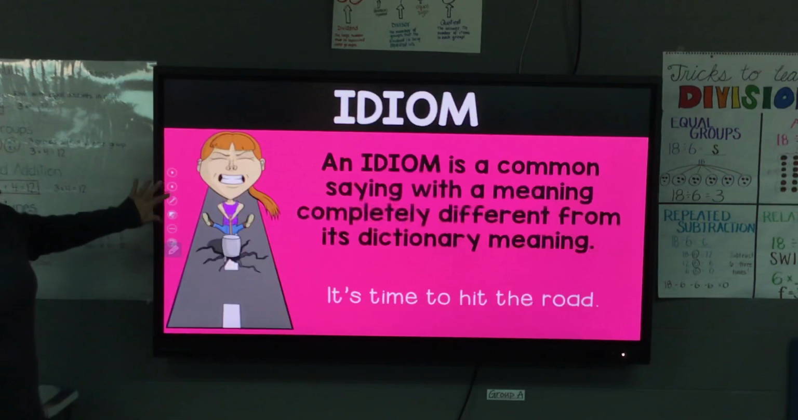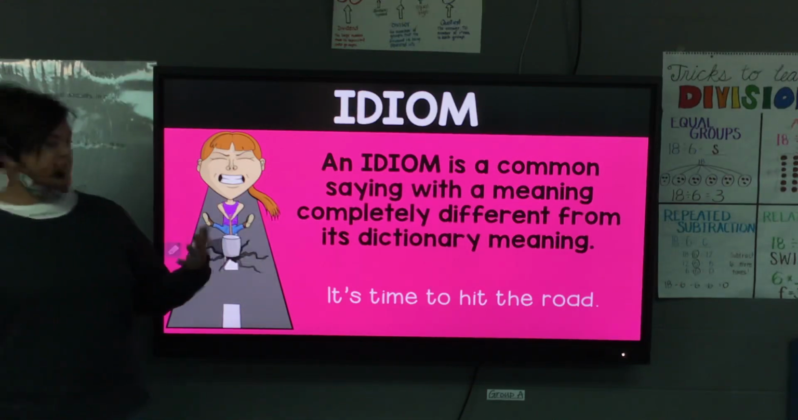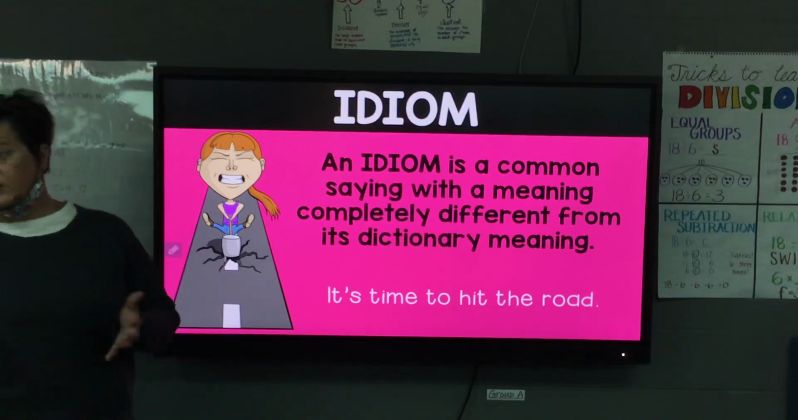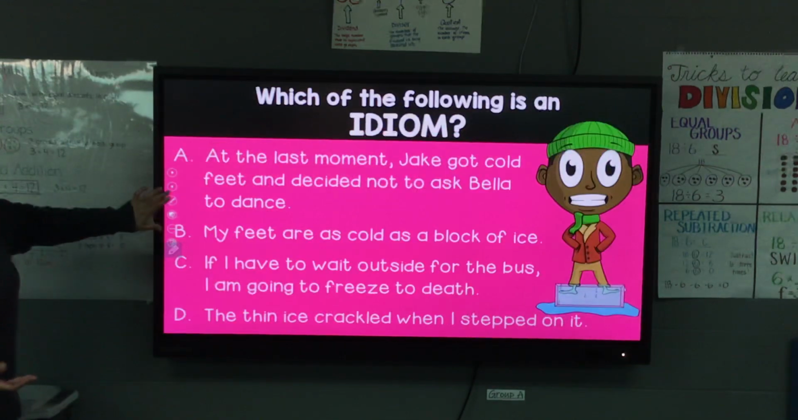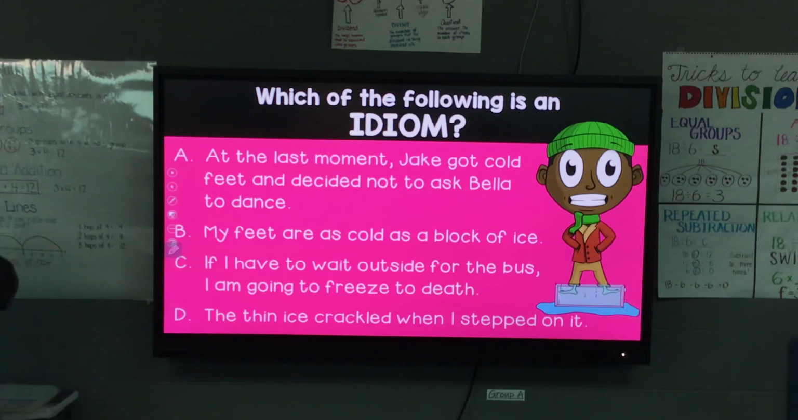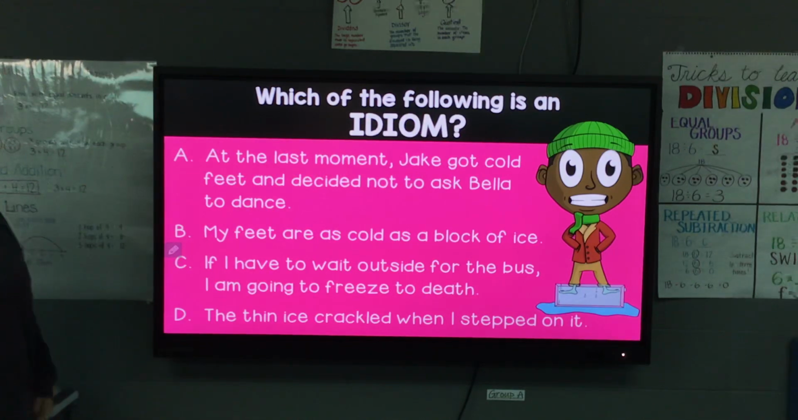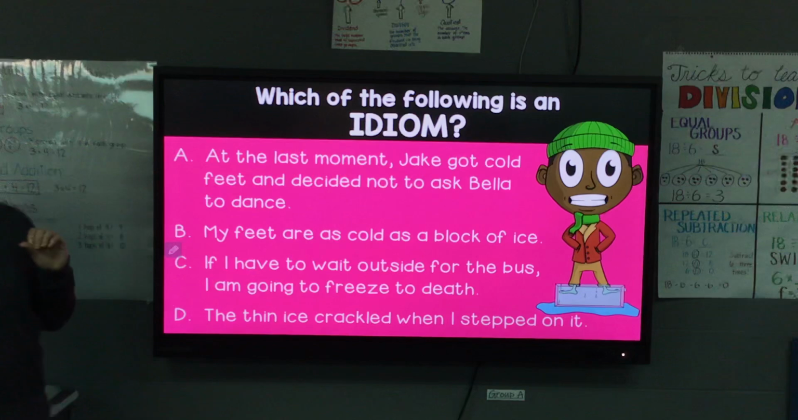Remember, the meaning is completely different. The meaning of the words is completely different than if you were to look up those words in a dictionary. So which one do you think is the idiom here? A, B. If you're not sure, just take a guess. And then we'll talk about it.